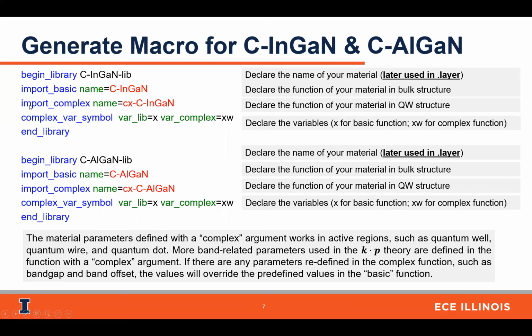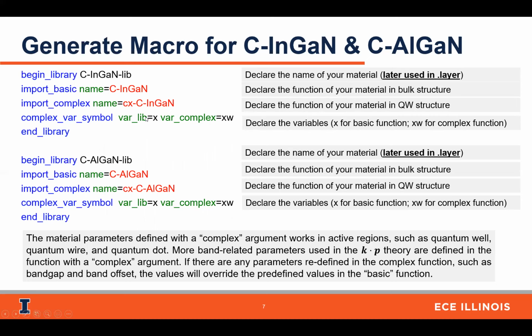And then in the next line, you say you want to import a complex, and the name is different from the previous one. Here we have a complex version of cubic InGaN. The reason we are adding a complex here is that if it's in the quantum well or quantum structure, they are going to override the materials with this complex defined under this complex block. Okay. And you can declare the variables. X is for the basic function, XW is for the complex function.